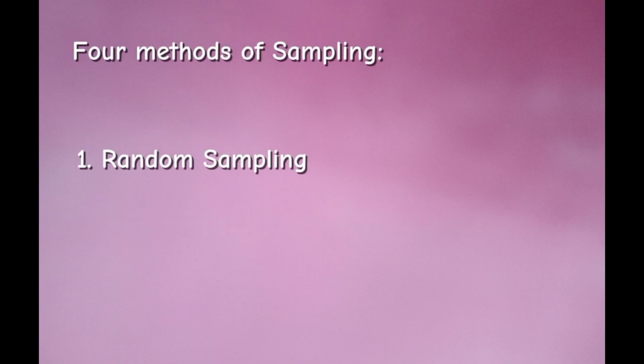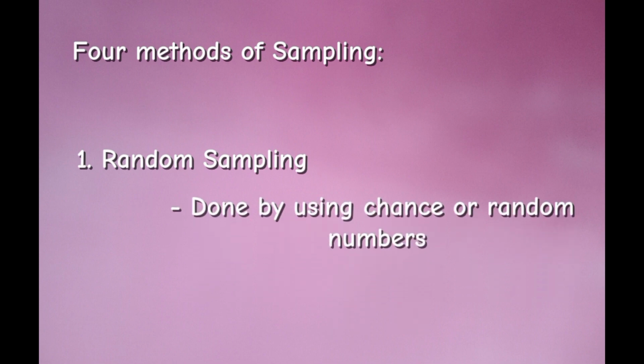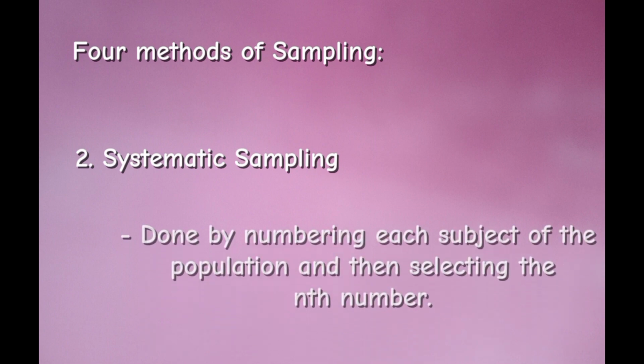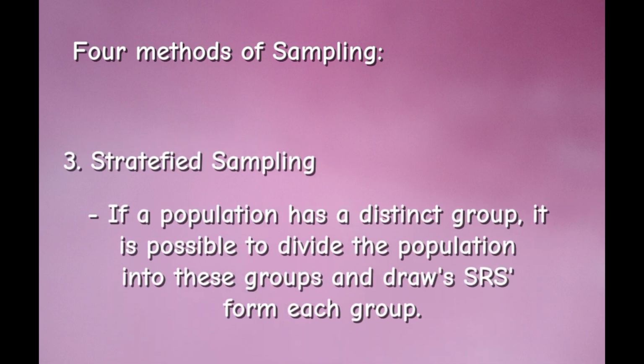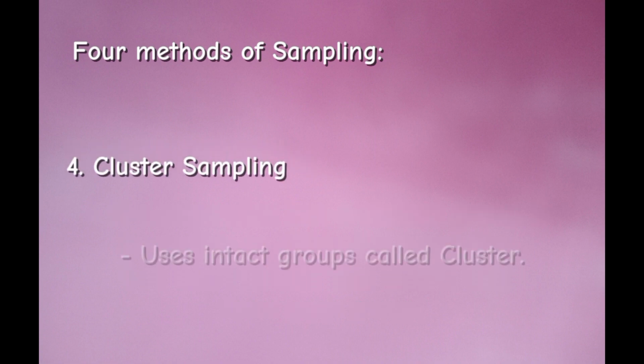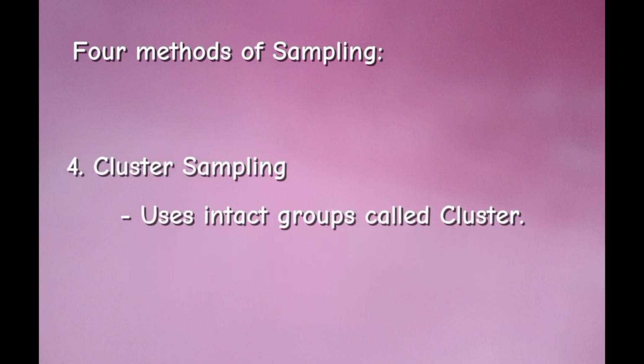Four methods of sampling. Random sampling: done by using chance or random numbers. Systematic sampling: done by numbering each subject of the population and then selecting every kth number. Stratified sampling: if a population has distinct groups, it is possible to divide the population into these groups and draw a simple random sample from each group. Cluster sampling uses intact groups called clusters.